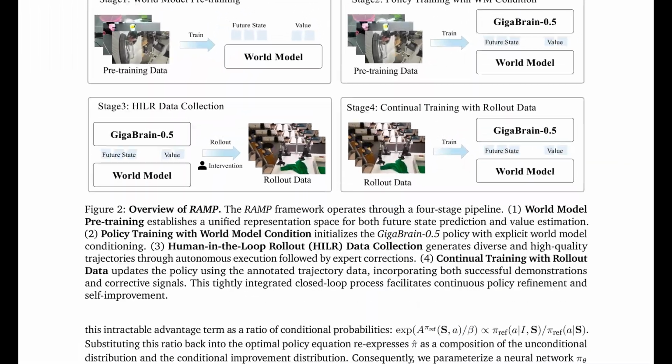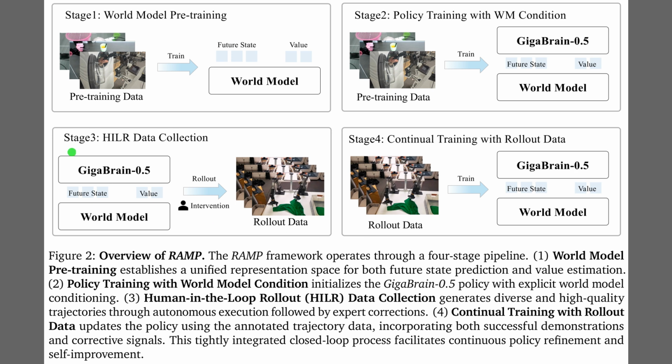Well, Figure 1 just sketched the general setup. Now, in Figure 2, we walk through the RAMP method details step by step across 4 stages. Stage 1 involves pre-training the world model to predict future states and estimate values from raw data. Then, in Stage 2, the GigaBrain-0.5 policy is trained to explicitly condition its actions on these world model predictions. Next, Stage 3 introduces human-in-the-loop rollouts, where the system gathers high-quality trajectory data with real-time human interventions to correct mistakes. Finally, Stage 4 closes the loop by using this fresh rollout data to continually refine both the policy and the world model.